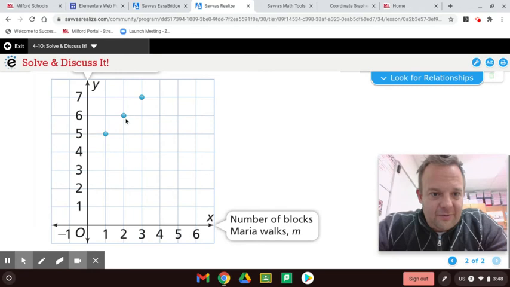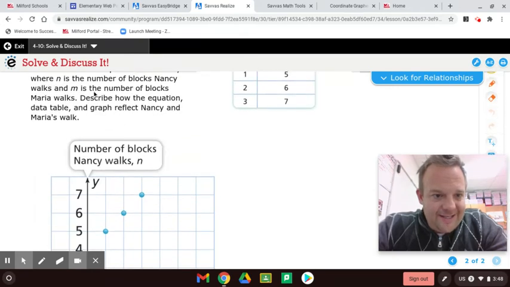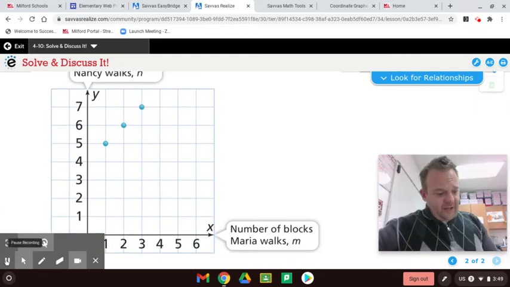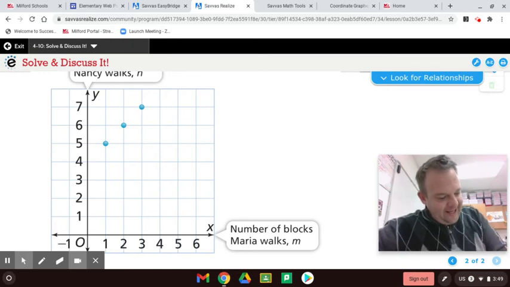Okay? So let's see what the question is. Describe how the equation, data table, and graph reflect Nancy and Maria's walk. So how does it reflect Nancy and Maria's walk? Think about that now. Okay, let's see what you got. I want you to notice that each of the y coordinates is 4 more than the x coordinates. And you could also notice that each value of n is 4 more than m. Or you could say in the equation, the number of blocks Nancy walks, n, is 4 more than the number of blocks Maria walks, m. So you could have said all of that.